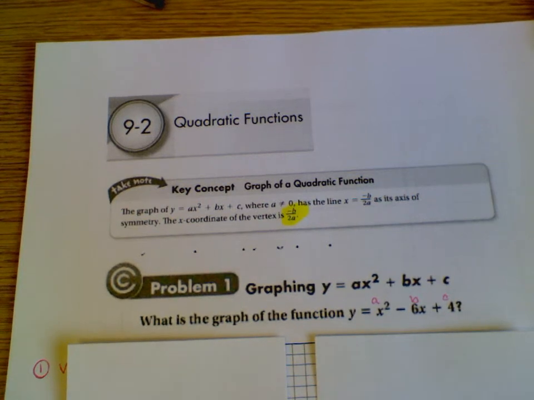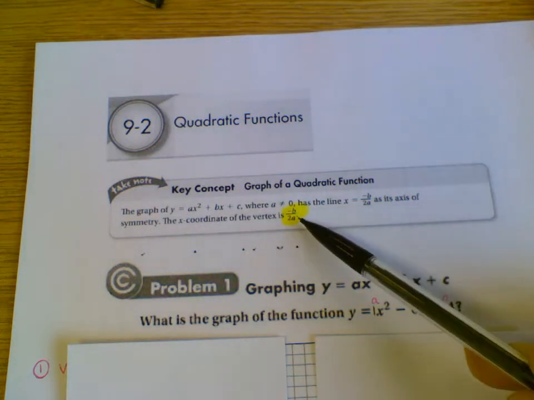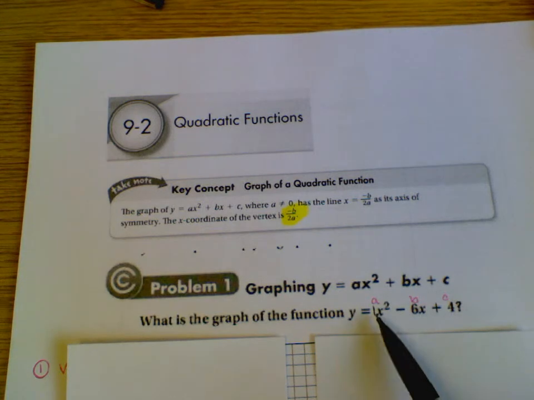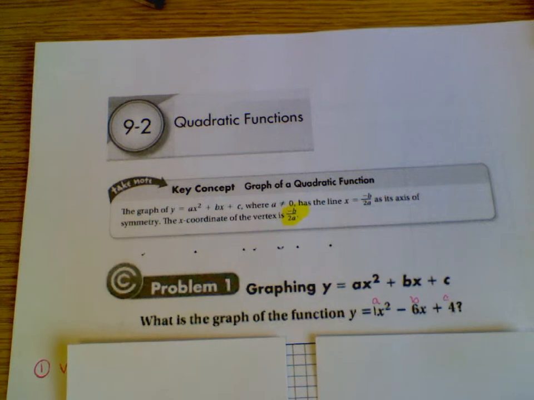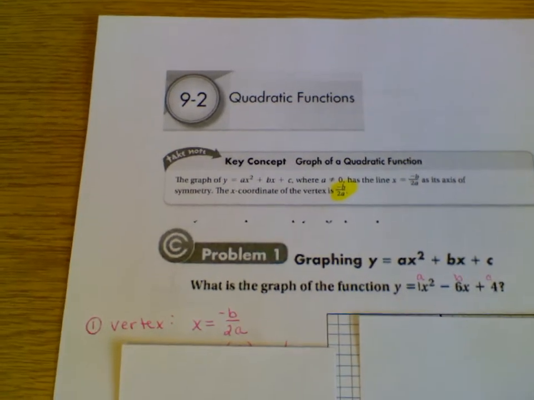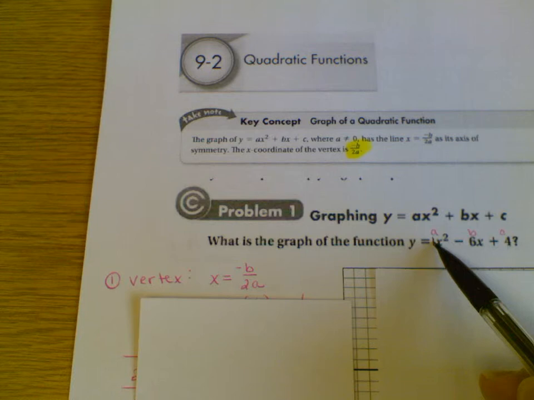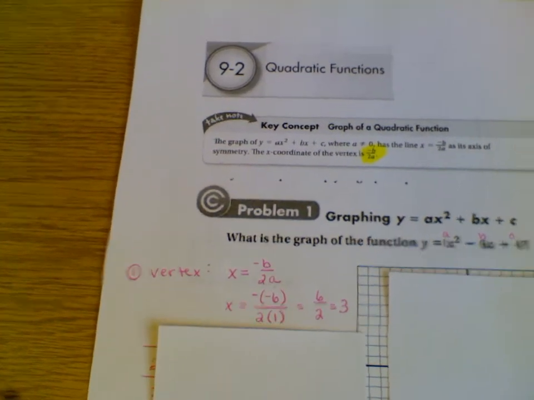So let's go through this first example. Here is my quadratic equation, y equals x squared minus 6x plus 4. My a, b, and c that they're referring to in the formula comes from the coefficients in these spots. So a is always the first number, b is the second number, c is the third number. For my formula, I have to do the opposite of b over 2a. So that means that I'm going to plug in -6 for b, and I'm going to plug in 1 for the a. So here is my formula with those numbers plugged in.